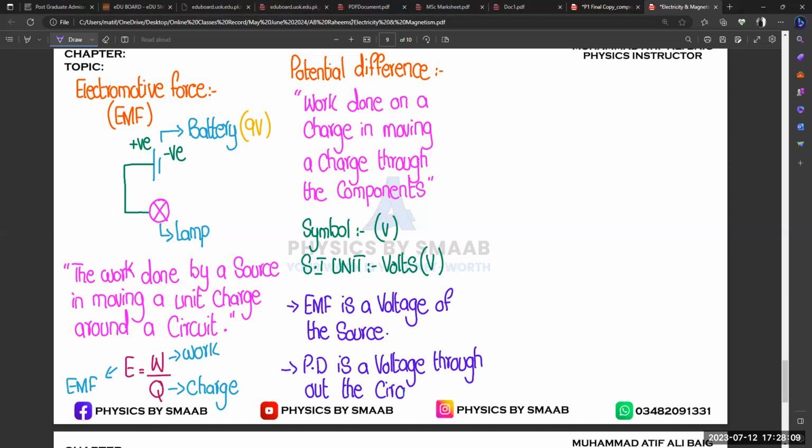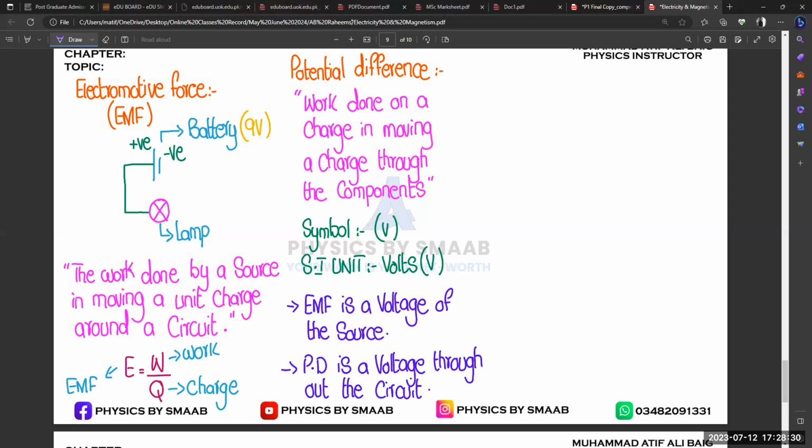So this is the voltage throughout the circuit. It means we need to count all the voltage related to all the components connected in the circuit. Any confusion till now? No. Okay. So these two points are very short, but they will give you a clear concept of how these things are different.